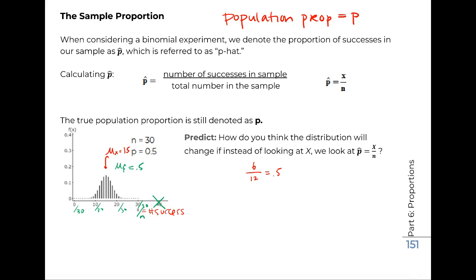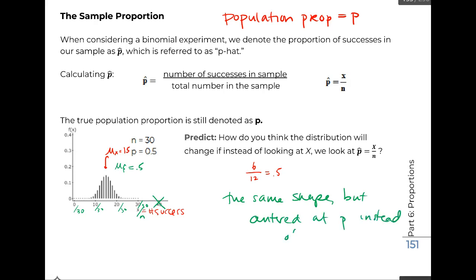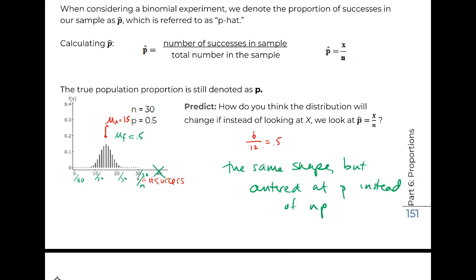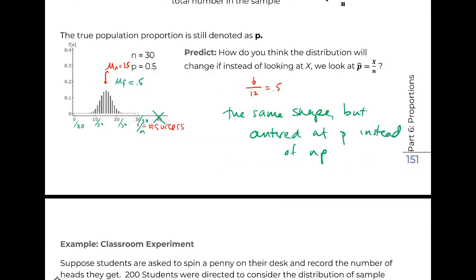If it's 50% success, we would expect our sample to have 50% success as well, provided that it's a well-taken sample. So it should look the same in terms of shape, but centered at p instead of n times p, right? Instead of looking at the number we expected to be successful, we're looking at the proportion we expected to be successful, which is just the true population value.